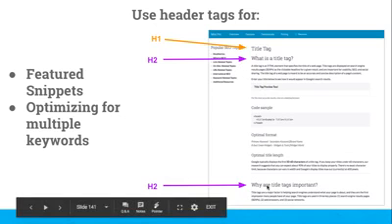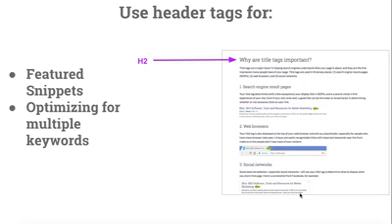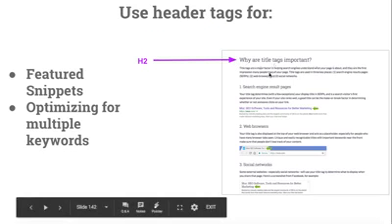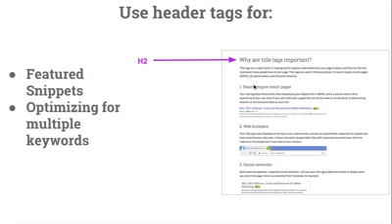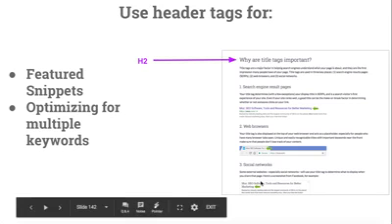Below that, another H2 question. Again, that H2 is related to the H1. The H2 is why are title tags important? After that question, we see a 2 to 3 sentence answer, and then we expand on that answer with a list. And that list is enclosed in H3 or H4 tags. That way we can expand on that. That way if 2 to 3 sentences isn't enough, we can expand on it with a list.